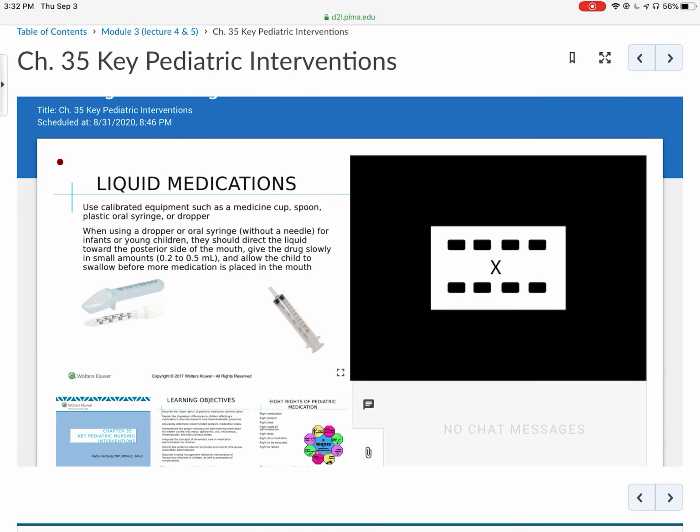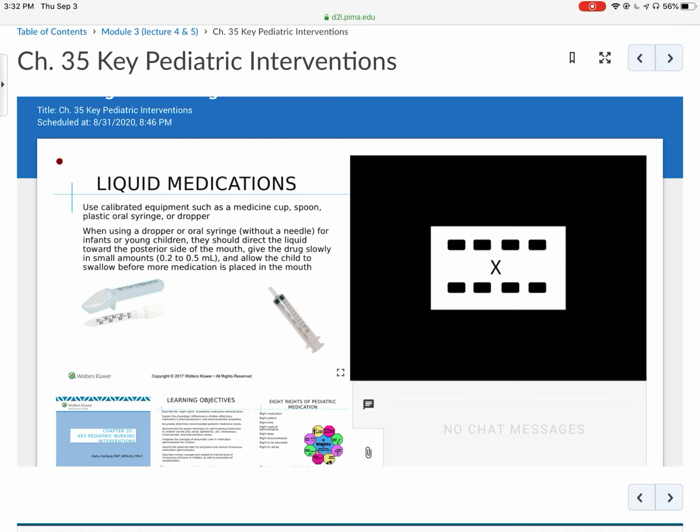When we give liquid medications, we want to use a syringe, some kind of medication spoon, or a cup. When using the dropper, you obviously want to have it without a needle. Somebody did it once, so that's why that's in there. Sometimes you want to put it in the side of the mouth, give it slowly and allow the child to swallow. You never want to just squirt the whole thing in because that whole thing will come back up. If it comes back up, how do we know if they absorbed any of it?